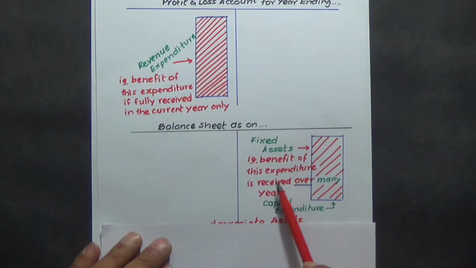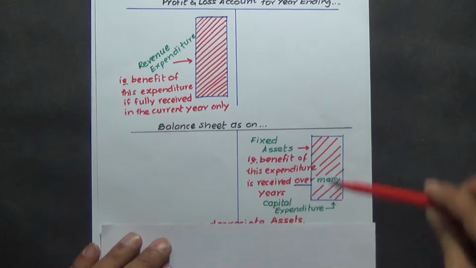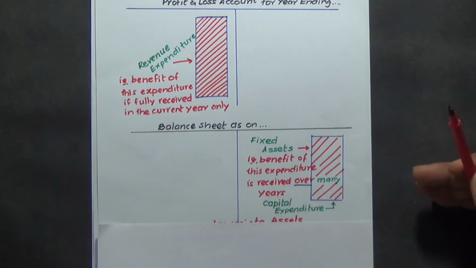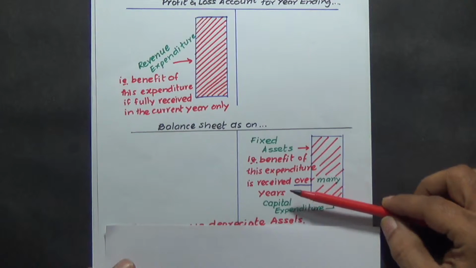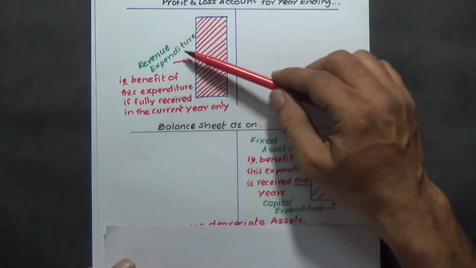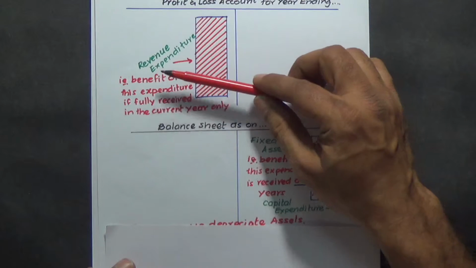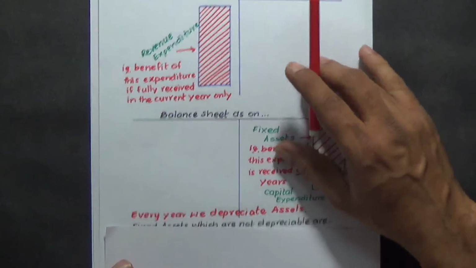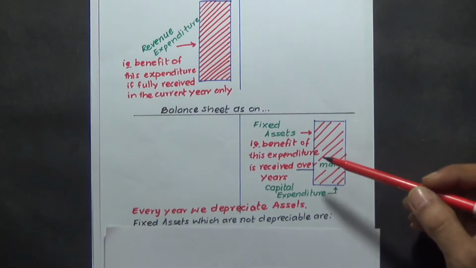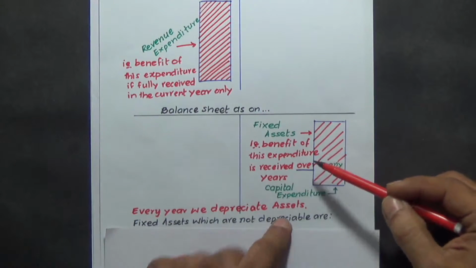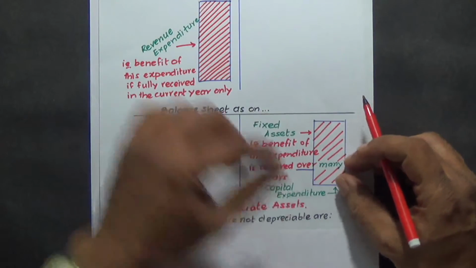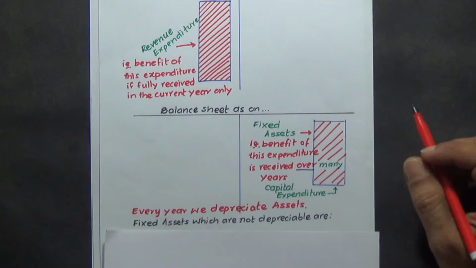Here the benefit of this expenditure is received over many years. So we get the benefit not only in 1 year, repeatedly over a few years to come. So that is called capital expenditure. Revenue means which we incur and take the benefit the same year. Capital means we take the benefit in a few years to come. So what we do here, the proportionate portion of the expenditure which we allocate to this block on a piece-wise basis and we put it here, that's called depreciation.